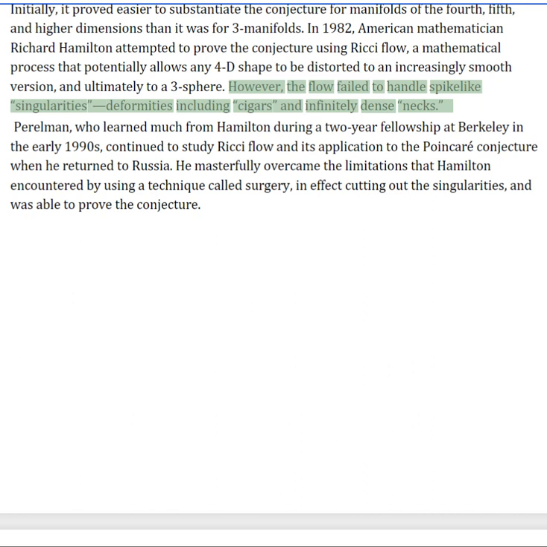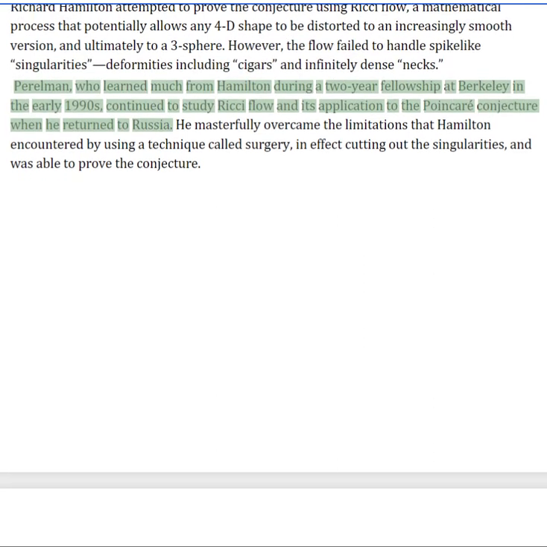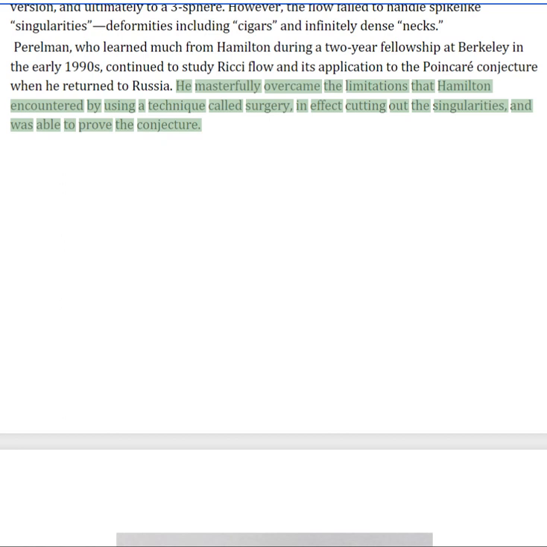However, the flow failed to handle spike-like singularities, deformities including cigars, and infinitely dense necks. Perelman, who learned much from Hamilton during a 2-year fellowship at Berkeley in the early 1990s, continued to study Ricci flow and its application to the Poincaré conjecture when he returned to Russia. He masterfully overcame the limitations that Hamilton encountered by using a technique called surgery, in effect cutting out the singularities, and was able to prove the conjecture.